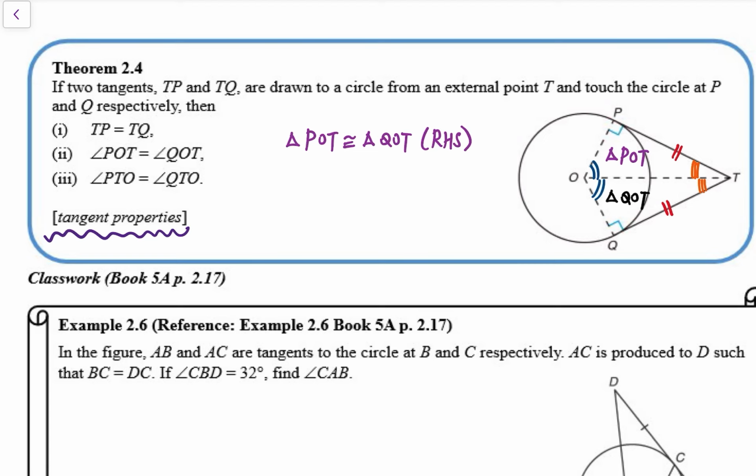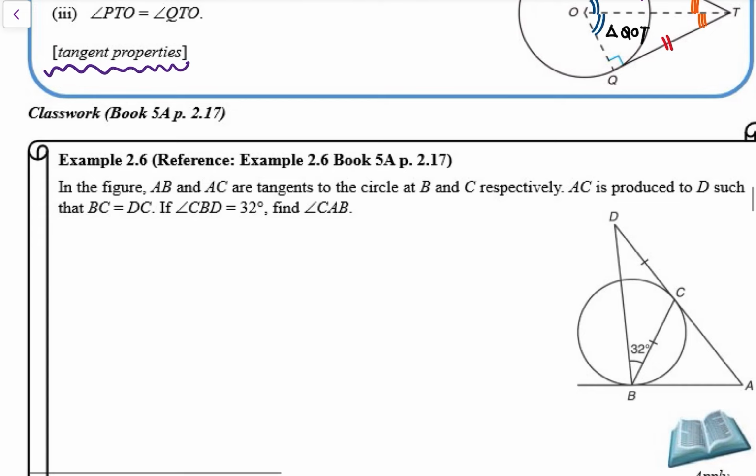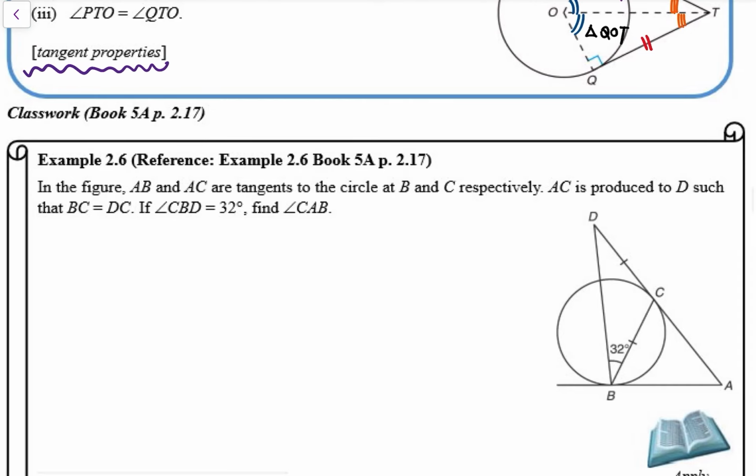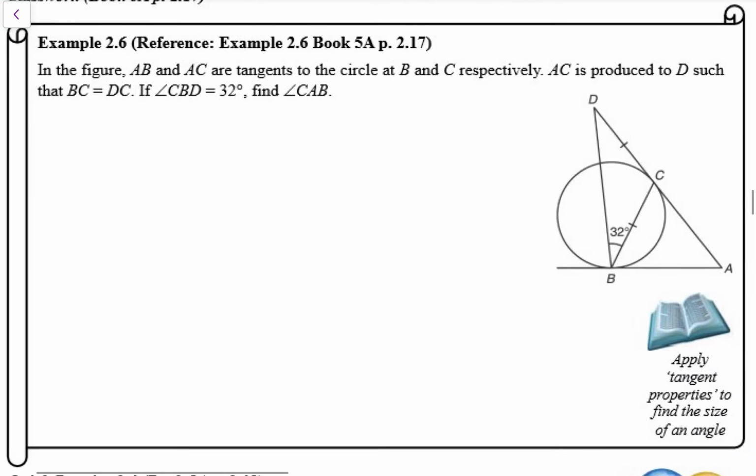So if you use any of these three, you don't have to use all of them together. You can use any one of them, and you can use the reason, tangent properties. So let's look at example 2.6. In the figure, AB and AC are tangents to the circle at B and C respectively.